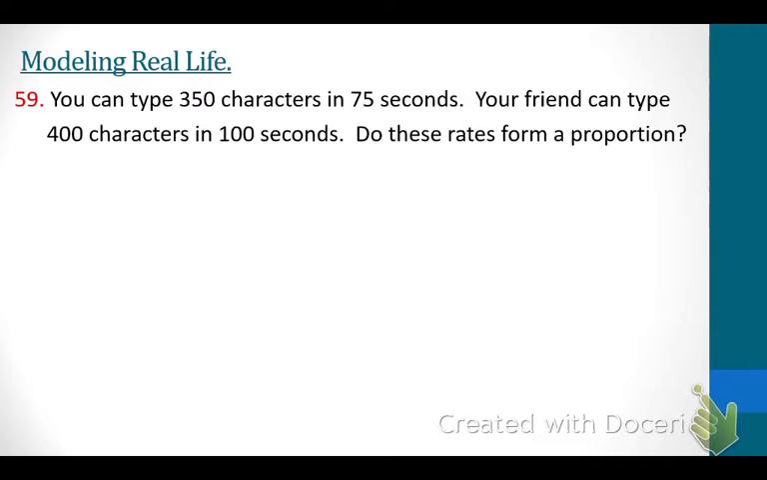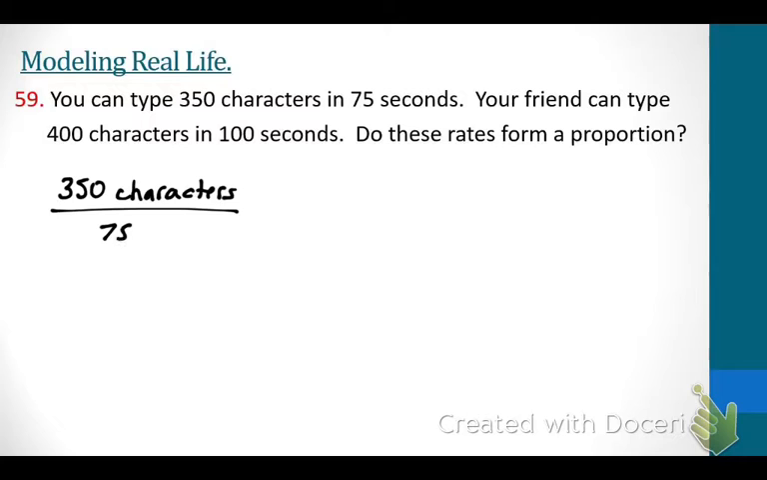All right, for the next modeling real life, you can type 350 characters in 75 seconds. Your friend can type 400 characters in 100 seconds. Do these rates form a proportion? Ava, what should I do? 350 characters over 75 seconds equals 400 characters over 100 seconds.